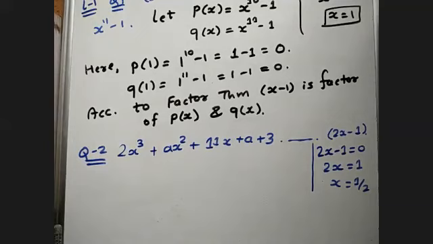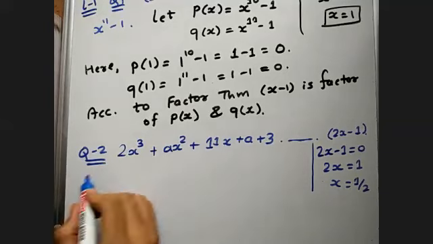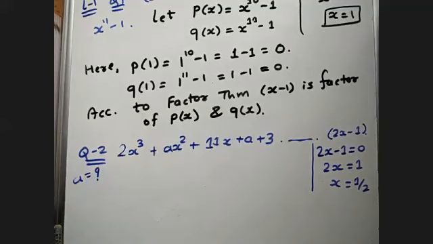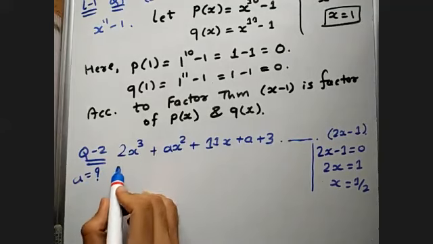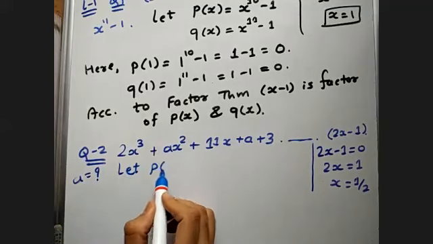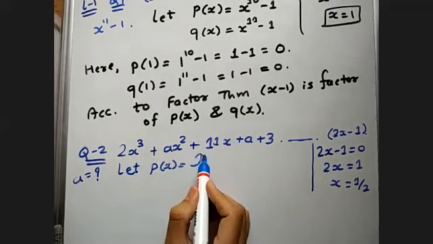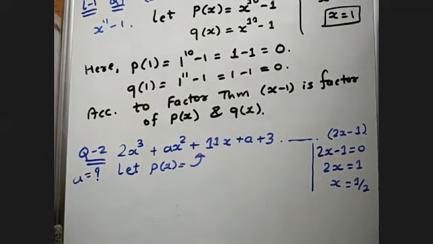So here they are telling that for what values of a it is exactly divisible by 2x minus 1. We have to find value of a, right? So suppose our first statement will be let p of x is equal to this. So this is our p of x. Now it is exactly divisible by 2x minus 1.